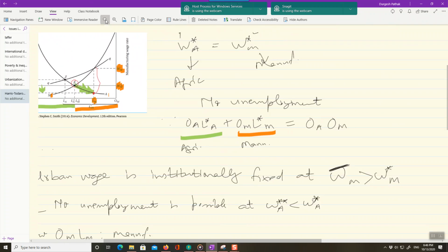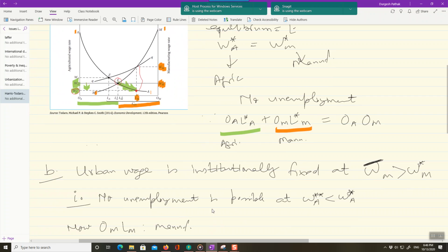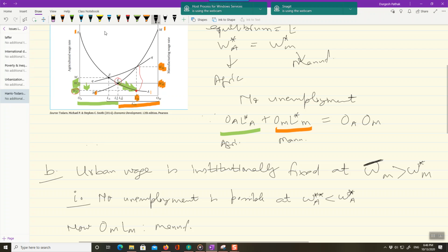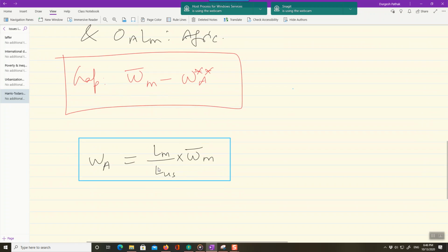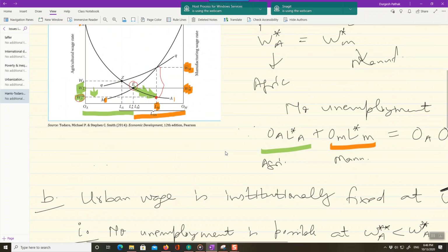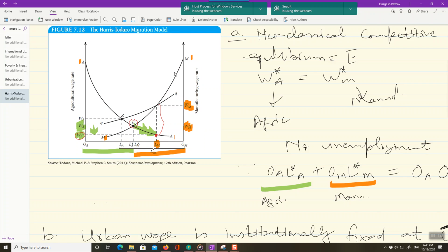Now, what will happen to people who want to migrate and how do we decide where the migration will stop? For this, we have actually used a clever trick. This equation, WA is equal to LM by LUS into W bar M, gives me the indifference between migrating to the urban sector and remaining in the rural sector. This can be represented by this line QQ. So people are indifferent between migrating and remaining in the rural sector.